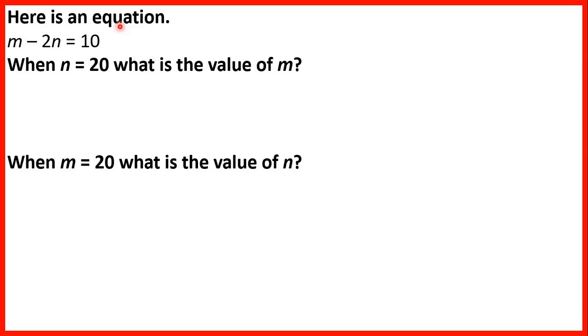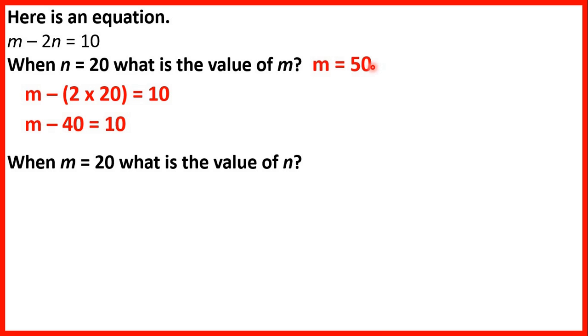Here is an equation. M minus 2n equals 10. When n is 20, what is the value of m? So we have m minus 2n, and 2n means 2 times n. So if n is 20, 2 times 20 is 40. So that means m minus 40 is 10, and we can find out m by working out 10 plus 40, so m is 50.